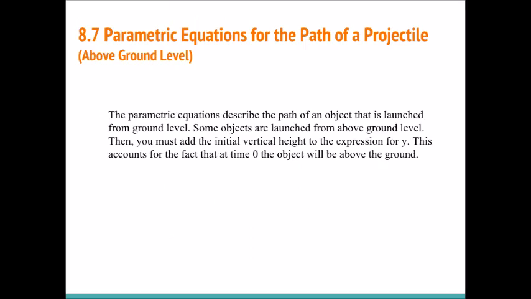8.7, parametric equations for the path of a projectile above ground level. The parametric equation describes the path of an object that is launched from ground level. Some objects are launched above ground level, then you must add the initial vertical height to the expression for y. This accounts for the fact that at time 0, the object will be above the ground.